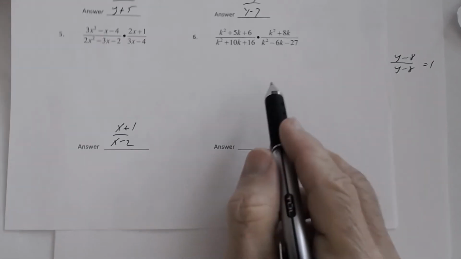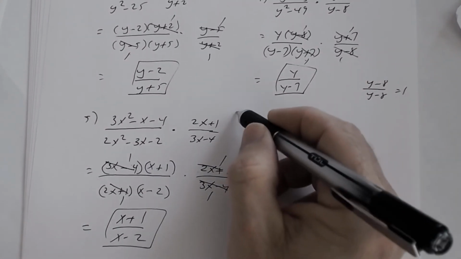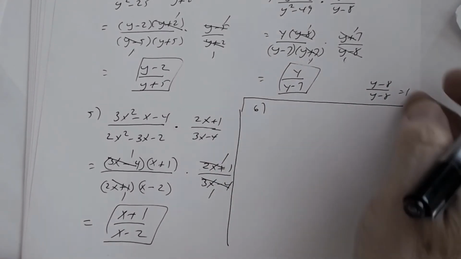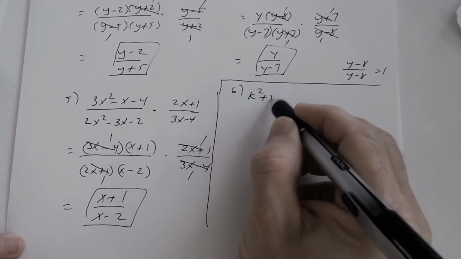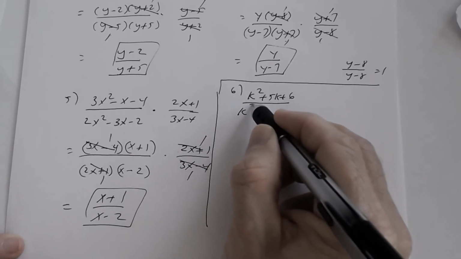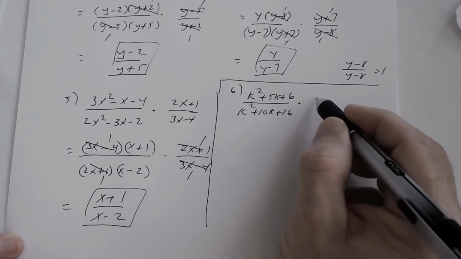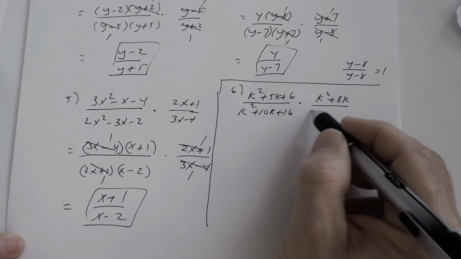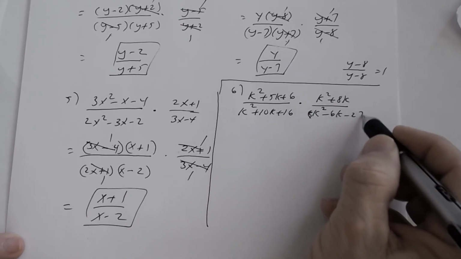All right. And then finally, number 6. Let me go ahead and do number 6. I may have enough room here, so let's do that here. So this will be number 6. So number 6, we have k squared plus 5k plus 6 divided by k squared plus 10k plus 16 times k squared plus 8k divided by k squared minus 6k minus 27.